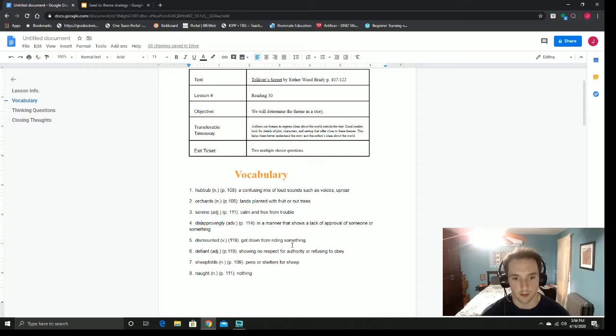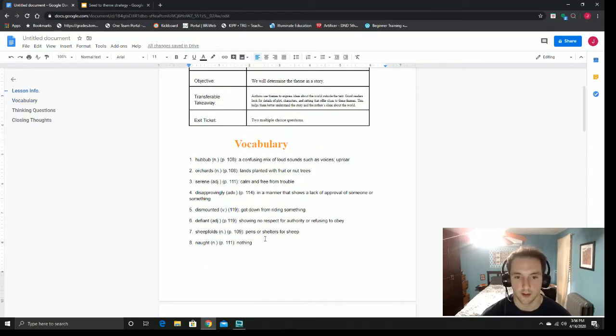Number 7, the word is sheepfolds. And that's pens or shelters for sheep. It's where sheep live. And number 8, the word is naught. Simply means nothing. It's a word that we don't typically use anymore, but still I think sounds interesting when you say it. Naught.